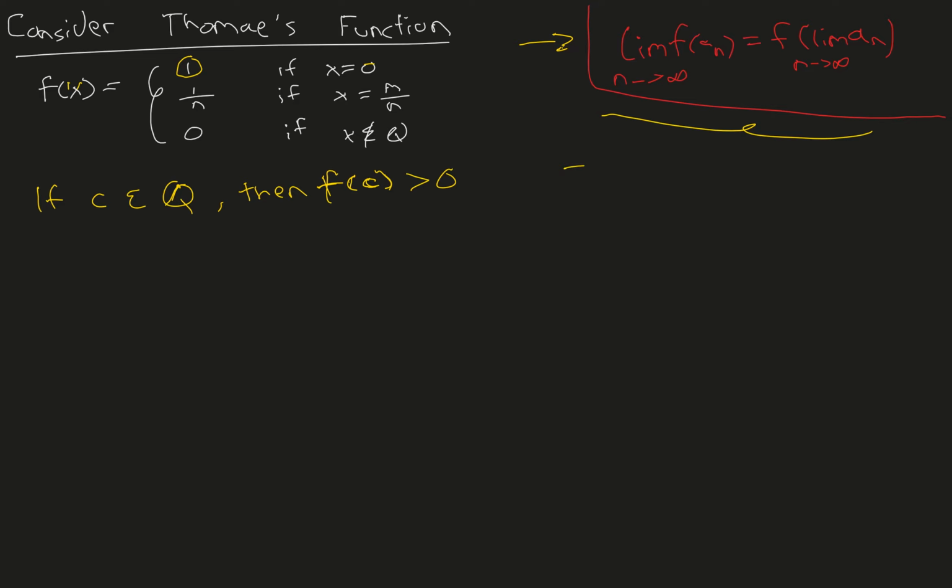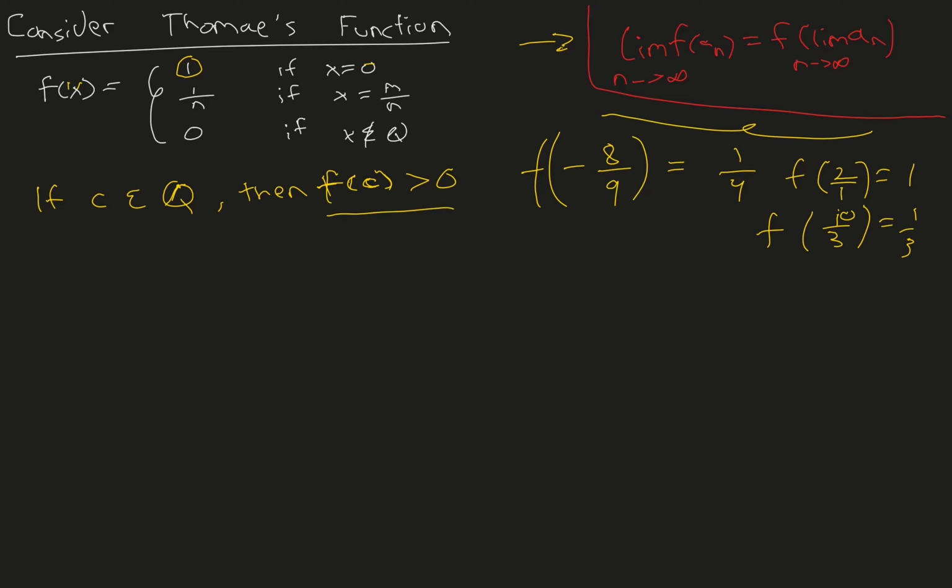For example, if you have the rational number negative 8 over 9, f of this number will be 1 over 9. And f of 2, which can be written as 2 over 1, will be 1. And f of 10 over 3 is equal to 1 over 3. So in this function, f of c is always greater than 0 for every rational number c.